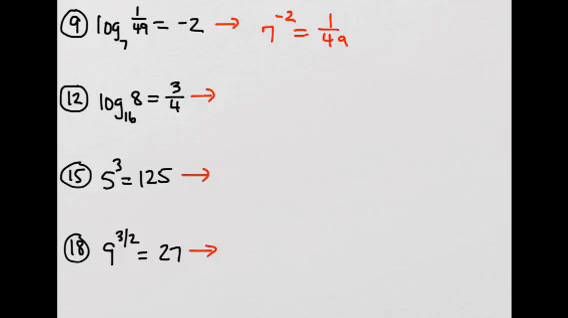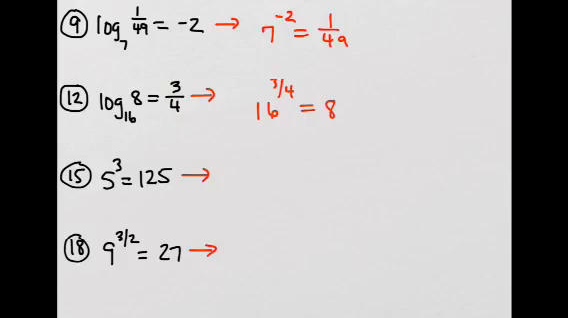See, it's true. For number 12, the base is 16. The exponent is 3/4. And it equals 8. And that's true because the fourth root of 16 is 2. 2 to the third is 8. On 15, we go the other way. They give you the exponential, and you write it as a log form.